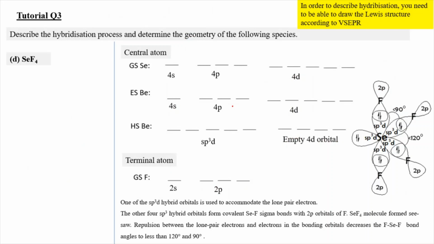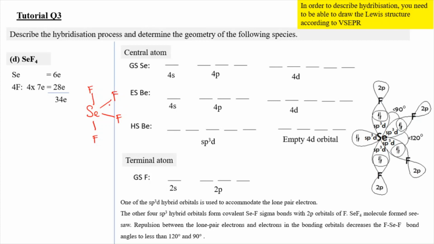Now we're going to look into the next question, which is SeF4. Selenium is in group 16, so it has 6 valence electrons. Then we have 4 fluorine, so it's going to be 4 times 7, which is 28. So 6 plus 28 gives 34 electrons altogether. Selenium is going to be the central atom since it is the most electropositive, and it is connected with 1, 2, 3, and 4 fluorine atoms as the terminal atoms.